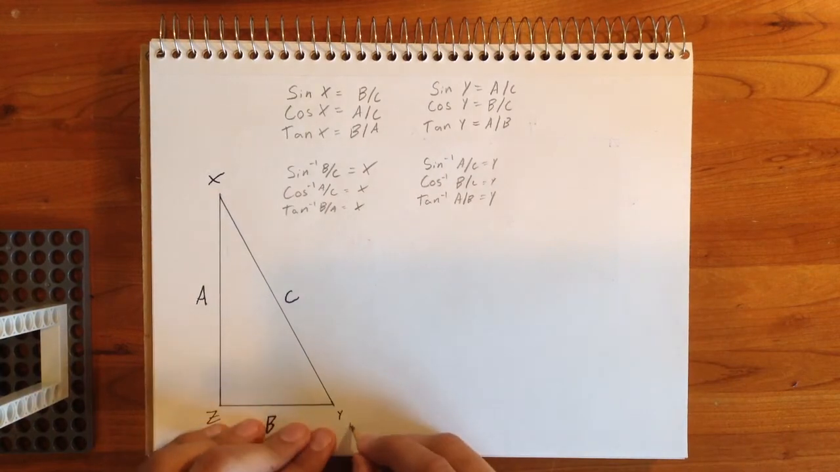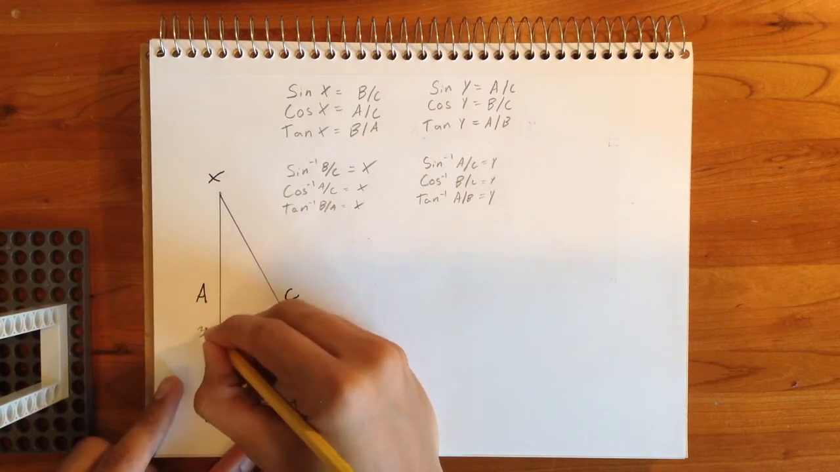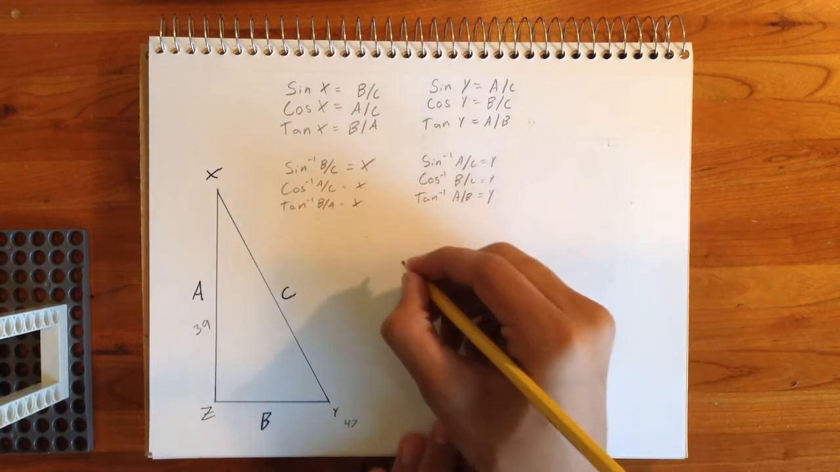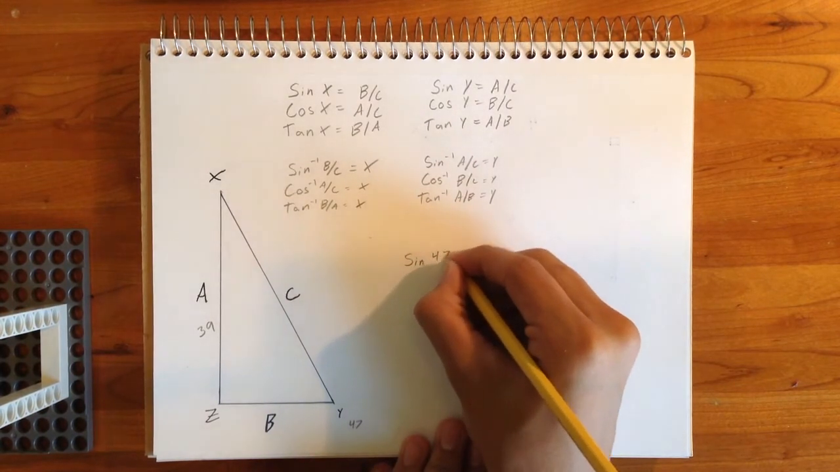All right, so let's do one more type of problem, which is when you're given the measurement of one angle and one side, and you need to find the measurement of another side. Now, to do this kind of problem is a little more involved. You have to understand what you're doing a little better. So let's take a problem here. Let's assume that y there is 47 and a is length 39, and we need to solve for c.